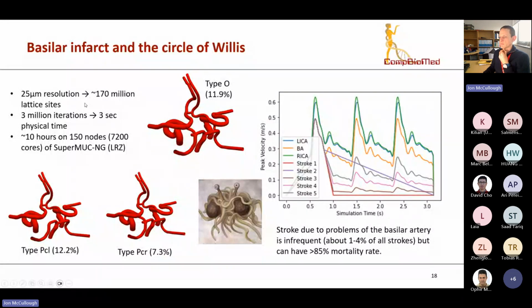We're looking at 170 million lattice sites for each of these domains, simulating approximately 3 seconds of physical time over the duration of the stroke. This took about 10 hours on the CPU machine SuperMUC-NG. Why do we want to know about this? We were simulating a stroke, a blockage of the basilar artery, this vessel at the back here. It's relatively infrequent, but it is a high mortality rate variation of stroke. If you can identify patients that are at risk before a stroke happens, you can give them options to improve their treatment and outcomes.